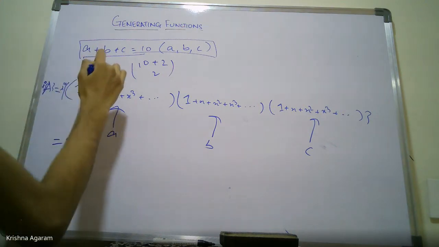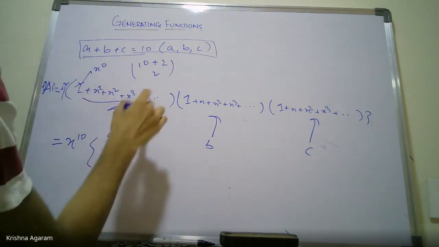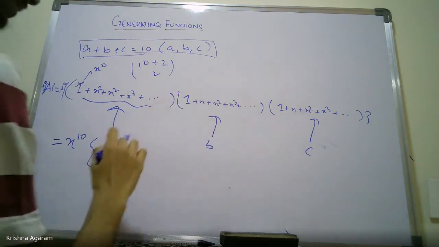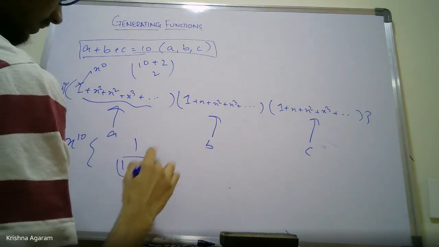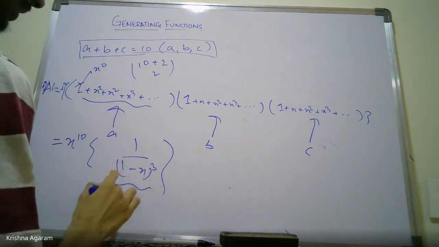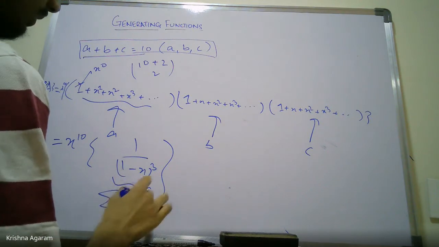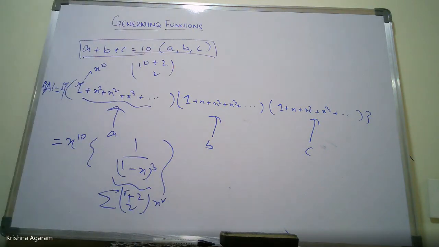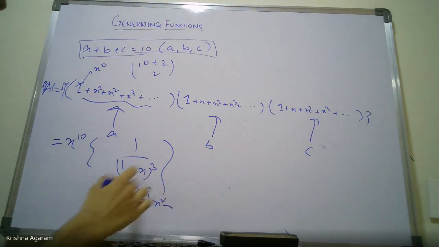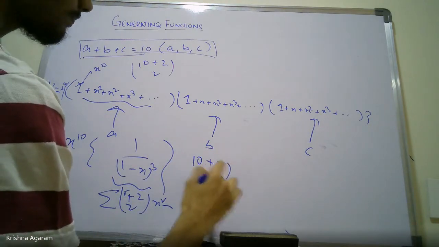Non-negative, so this is like x power 0 essentially. This is just 1 by 1 minus x, and so are the others, so it's just this. And this we know is just summation r plus 2 choose 2 x to the r. That was our claim initially. So now set r equal 10, so it's just 10 plus 2 choose 2.